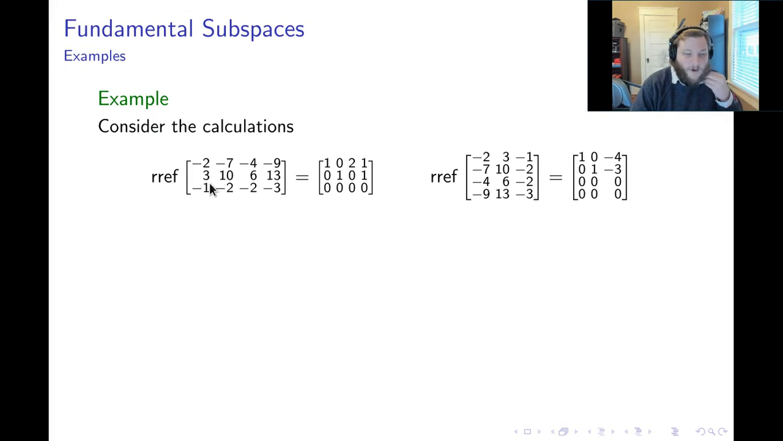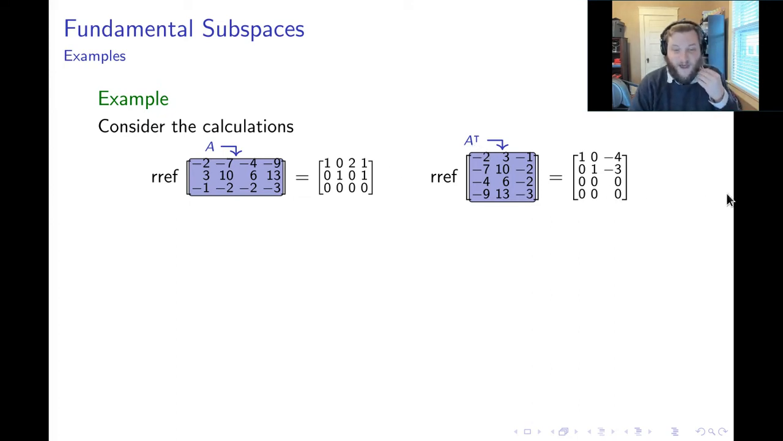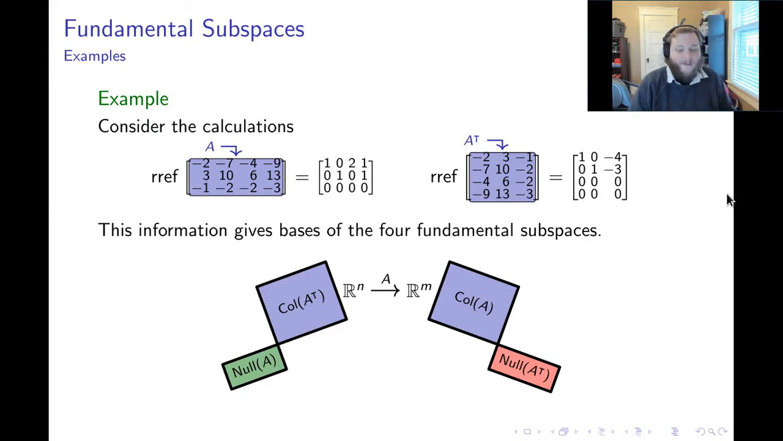So here what we're given are calculations where we take a matrix A, and then we row reduce it. And then I'm also row reducing the transpose of A. With this data, I can construct all of the bases we just mentioned on the previous slide. So what can we say about this particular matrix? Well, for this particular matrix, what I'm studying is a 3 by 4 matrix.